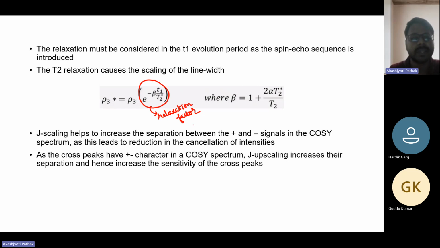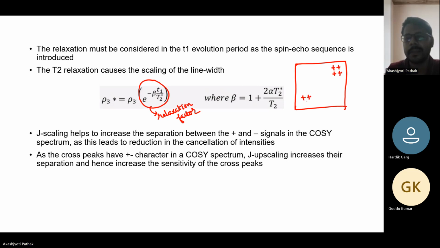The J scaling helps to increase the separation between the plus and minus signals in the COSY spectrum, as this leads to the reduction in the cancellation of this intensity. What it is saying is that in a 2D COSY, as we discussed in the last class, the diagonal peaks have what? They have a plus plus plus plus character, or the peak intensities have plus plus plus plus signals, and the cross peaks have a plus minus minus plus character, right?